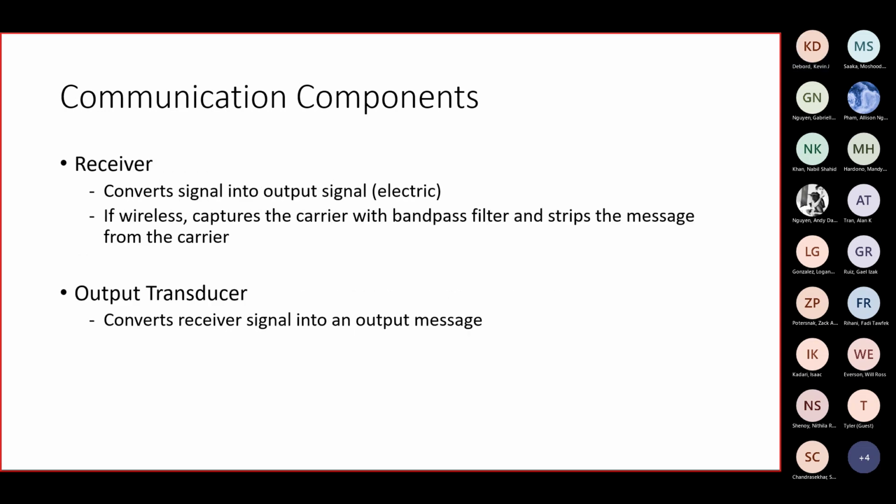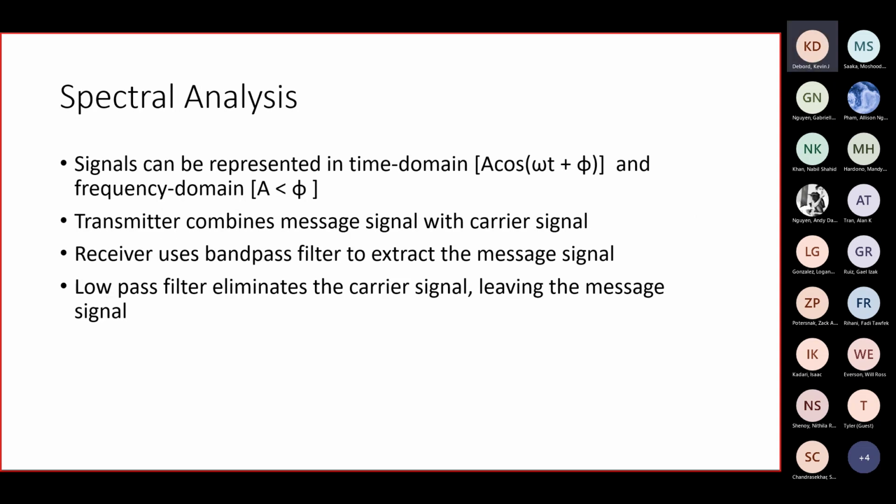The receiver converts the signal into an output signal, right? Into electrical impulses, I think. And if it's wireless, it captures the carrier with a bandpass filter, and it strips the message from the carrier, which means it takes only the information it needs from the carrier frequency. Then the output transducer converts the received signal into an output message. Simple stuff. Spectral analysis. I believe there's a lot of infographics for this one, so you can go back and look through those. I will say my highest recommendation for studying for this exam will be going through those slides. There's a lot of stuff, lots of keywords, and if you can remember those, you'll be A-okay.